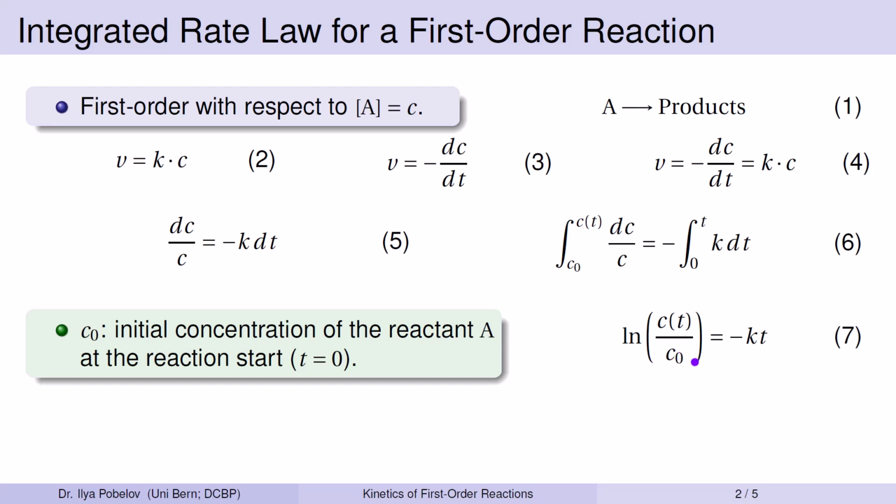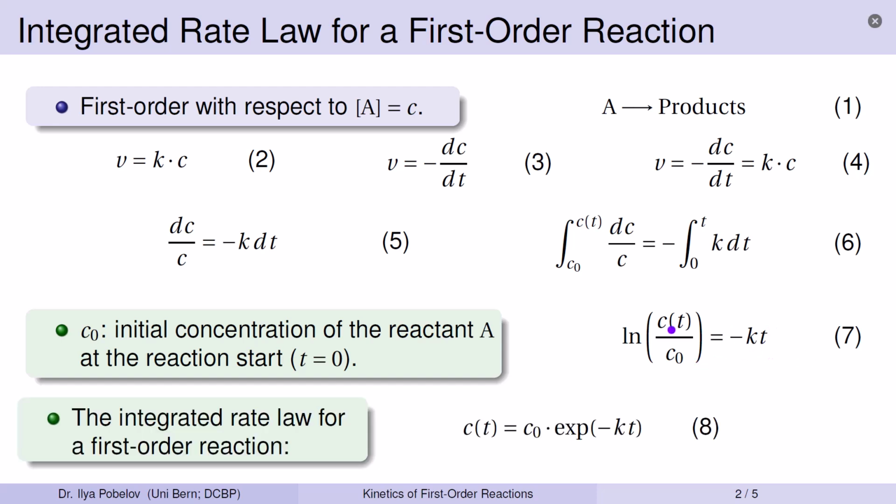The integral on the left side of the equation produces an expression, the natural logarithm of C over C0, which is equal to minus Kt. With some rearrangements, we obtain the integrated rate law for a first-order reaction. C as a function of time is equal to the initial concentration C0 times the exponent of minus Kt.